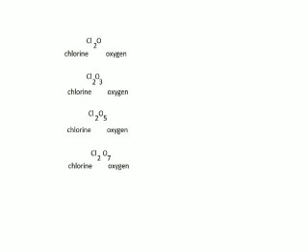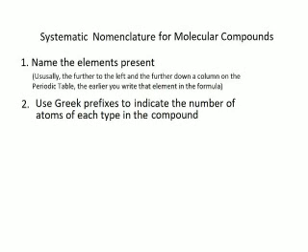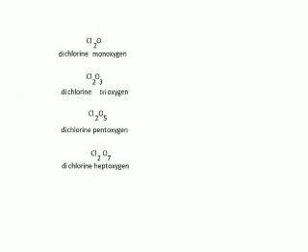And the way we do that is by using the Greek prefixes to indicate the number of atoms of each type. So the first one, prefix for 2 is di, so it's dichlorine. Prefix for 1 is mono, so monoxygen. Second one again, dichlorine, this time trioxygen. Third one, dichlorine. Prefix for 5 is penta, so pentoxygen. Dichlorine, and the prefix for 7 is hepta, so heptoxygen.